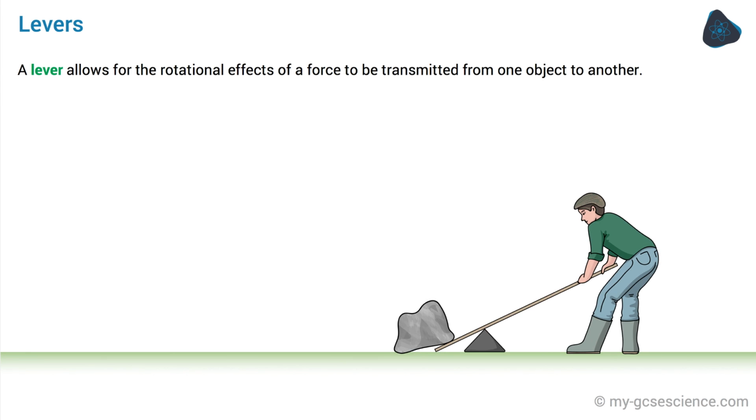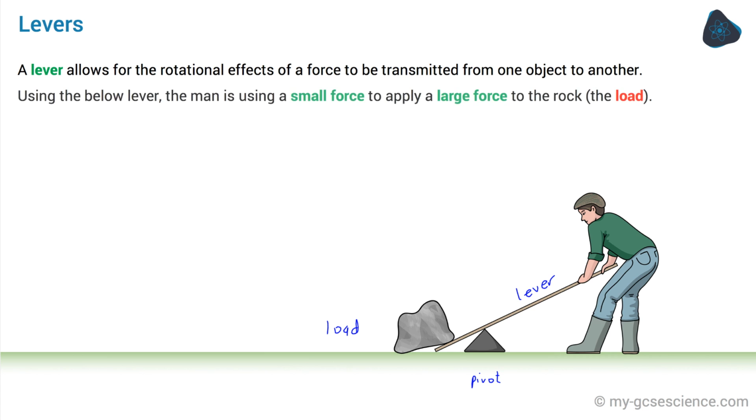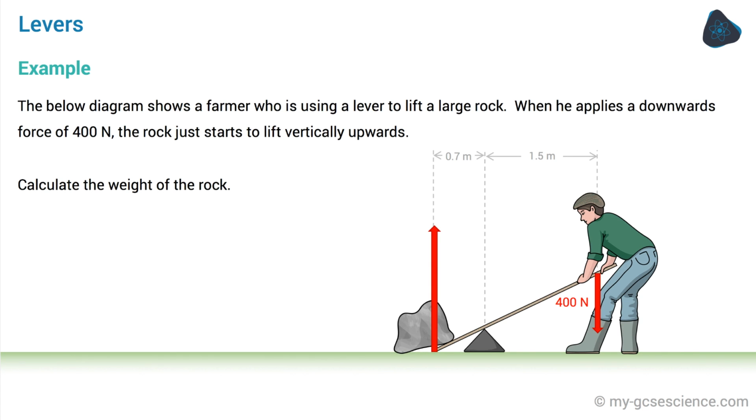A lever allows for the rotational effects of a force to be transmitted from one object to another. In this diagram, this is the lever, this is the pivot about which it rotates, and the rock is the load. Using the lever, the man applies a force here, which causes the lever to rotate, which in turn exerts a larger force on the rock, hopefully one that's large enough to lift it, saving your beloved back and your cherished jeans. Have a look at this example to see how this works.